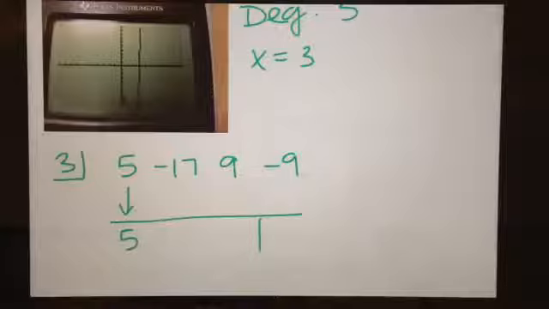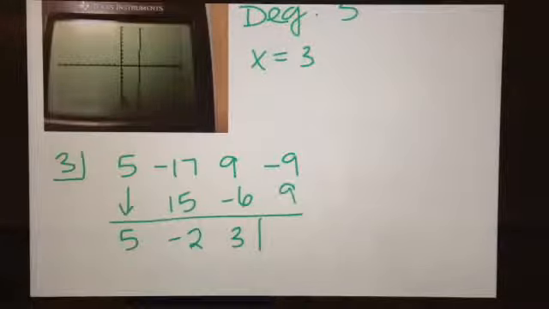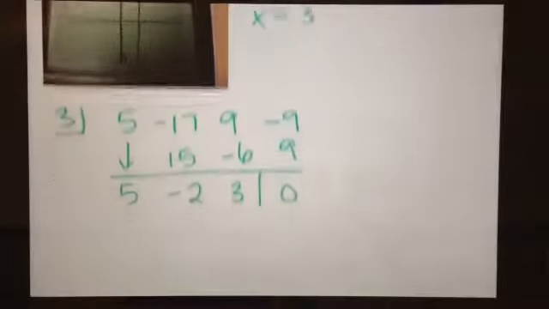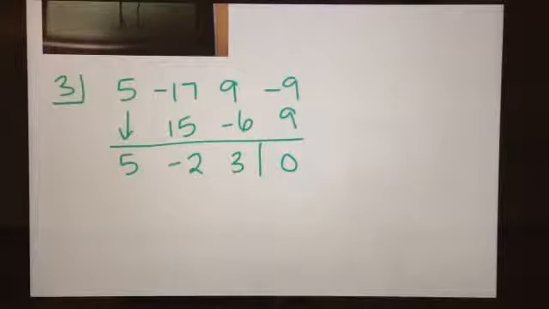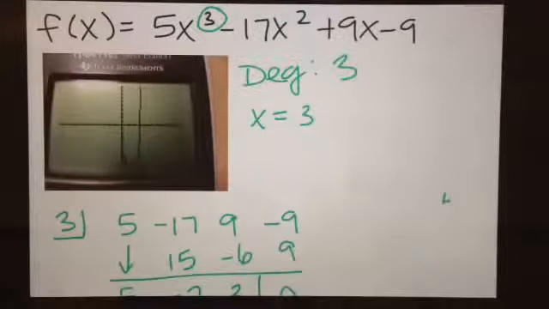All right, so I dropped down the 5. 5 times 3 is 15. When I add those together, I get negative 2. Negative 2 times 3 is negative 6. When I add those together, I get 3. 3 times 3 is 9. When I add those together, I get 0, which is what I expected. Now, since I only had one real root, I don't need to go ahead and divide these again. I'm done. So now I can just add my x's back in there.